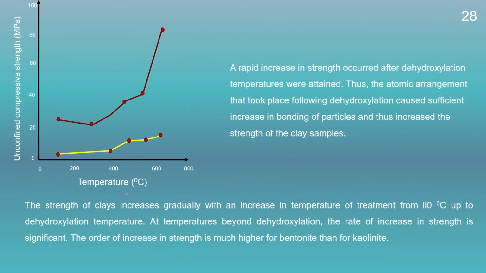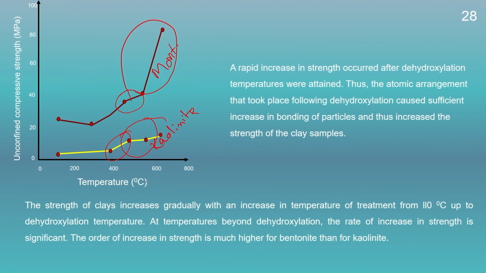When we compare the unconfined compressive strength of montmorillonite and kaolinite heated at different temperatures, we could see that there is a rapid increase in the strength after the dehydroxylation process, that means at around 400 to 500 degrees centigrade for kaolinite and around 500 to 600 degrees for montmorillonite. The atomic arrangement that took place following the dehydroxylation process caused a sufficient increase in the bonding between the particles, and that leads to an increase in the strength of the clay particles.